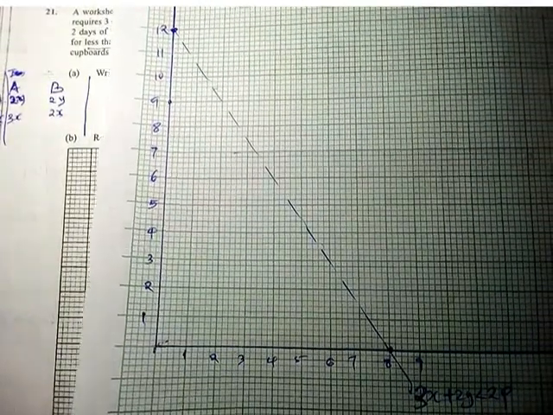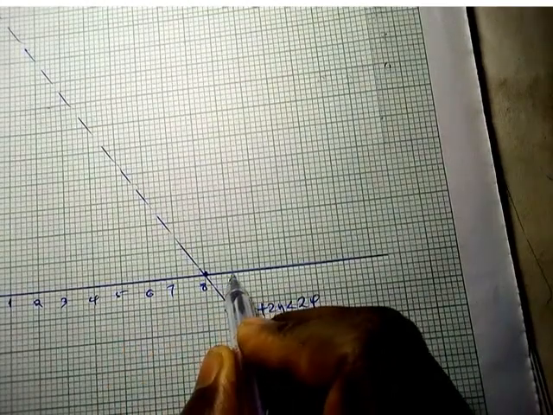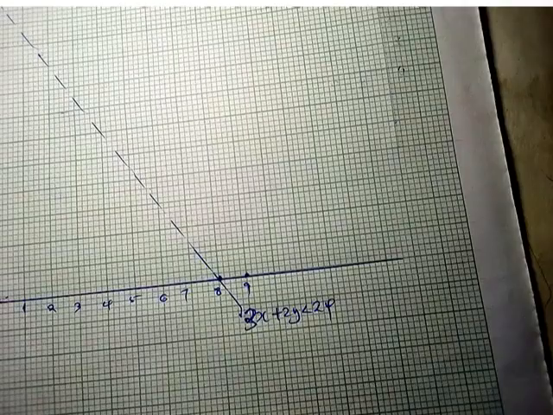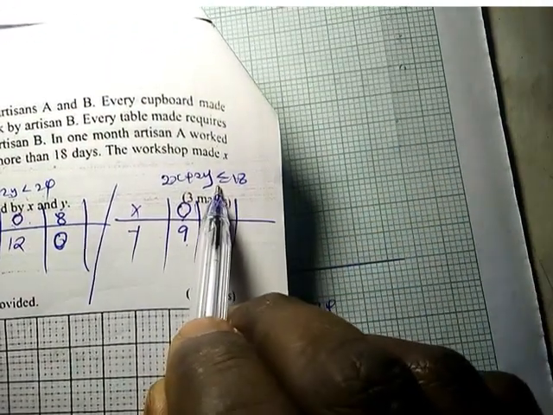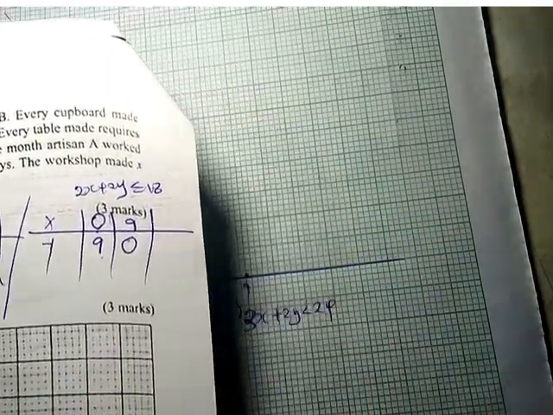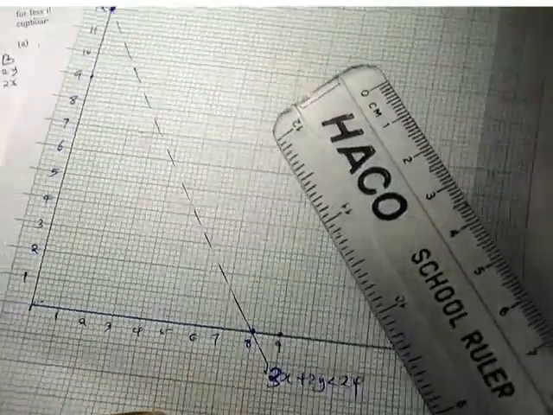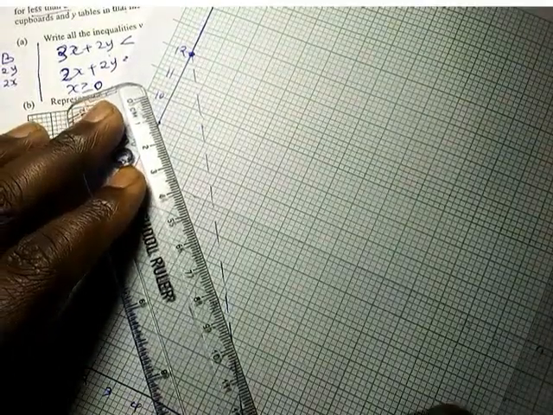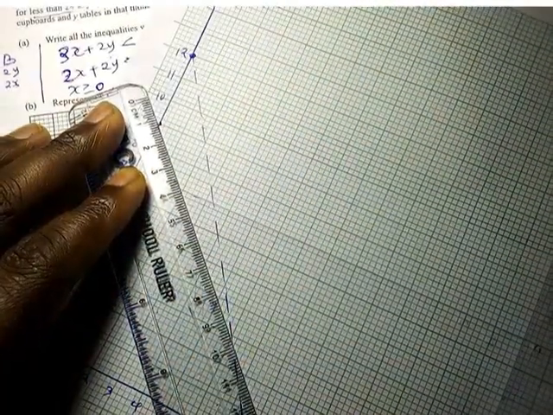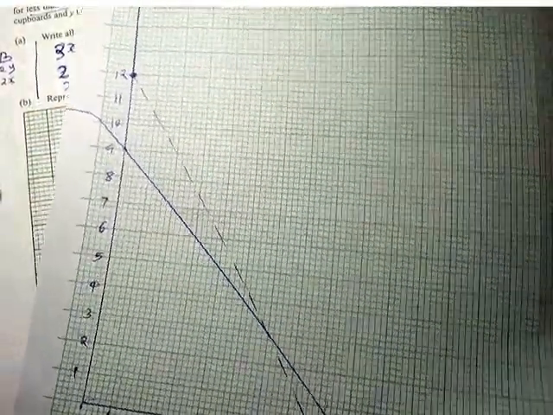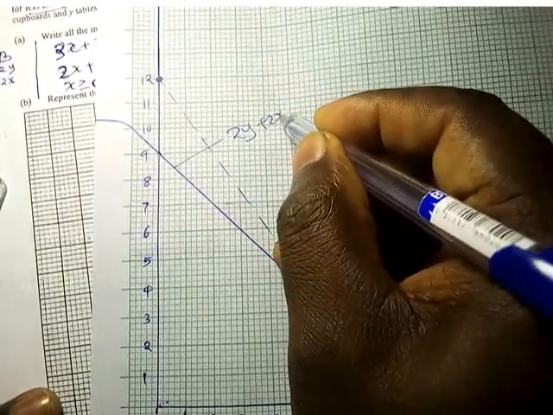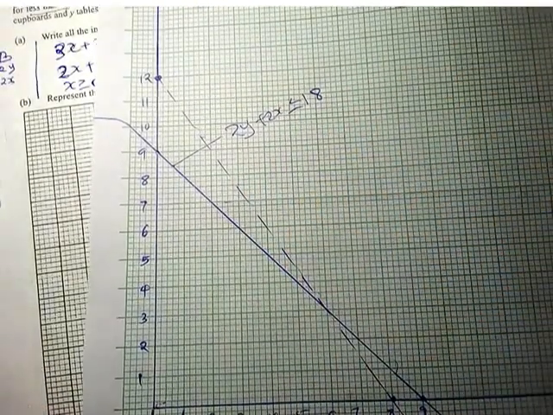And then x is 9, y is 0 here. Because this one was less than or equal to 18, it is going to be a complete, solid line. So we draw that. And this one is 2y plus 2x is less than or equal to 18. It is important to write that.